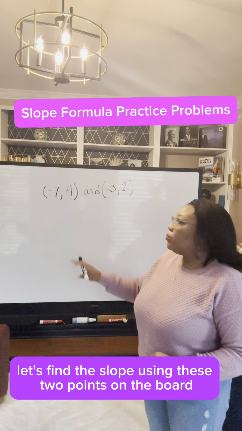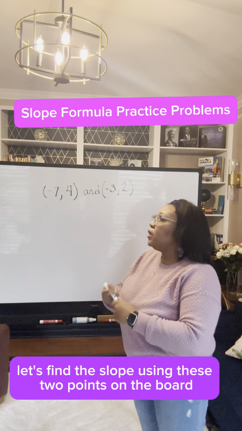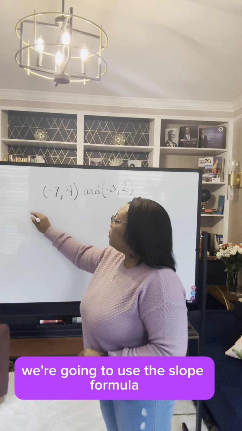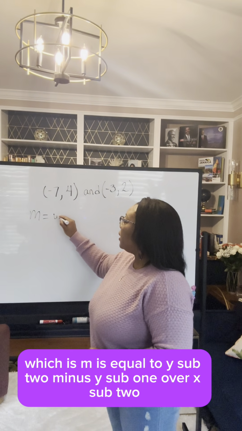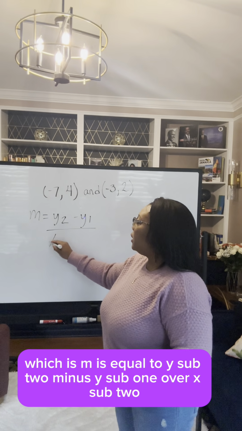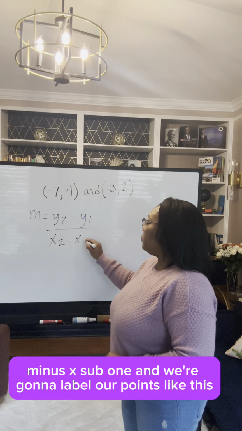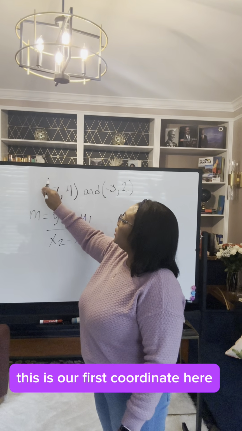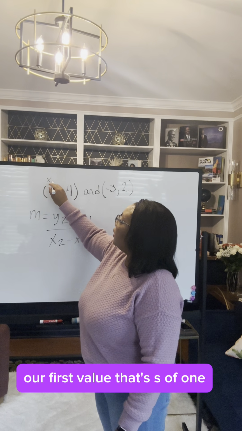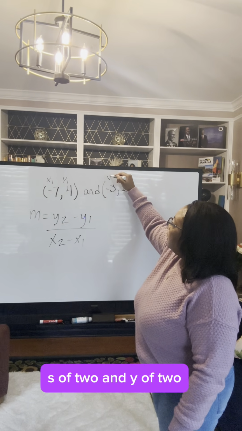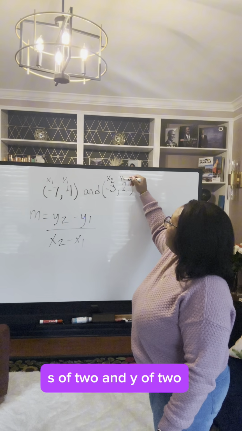Let's find the slope using these 2 points on the board. Just like I've said in my previous videos, we're going to use the slope formula, which is m is equal to y sub 2 minus y sub 1 over x sub 2 minus x sub 1. And we're going to label our points like this. This is our first coordinate here, our first value. That's x sub 1, y sub 1, x sub 2, and y sub 2.